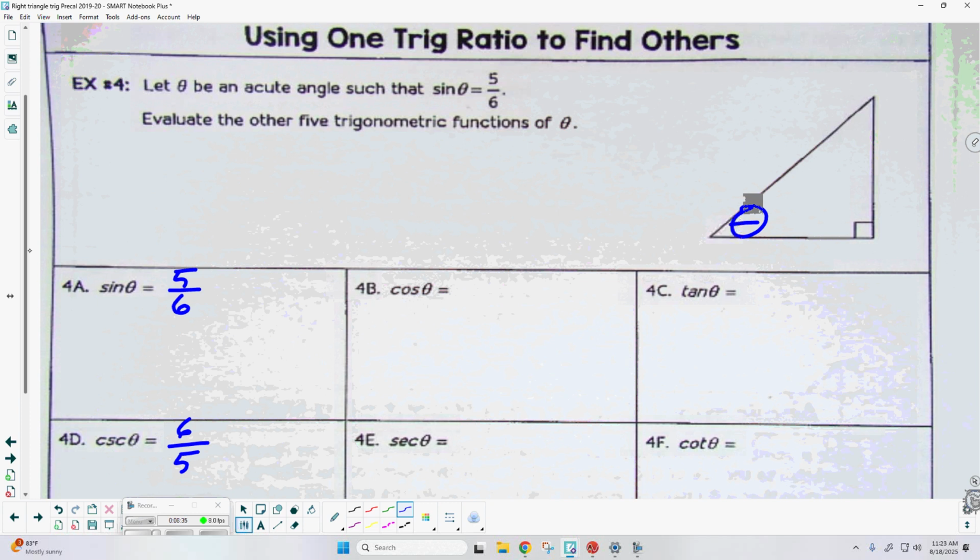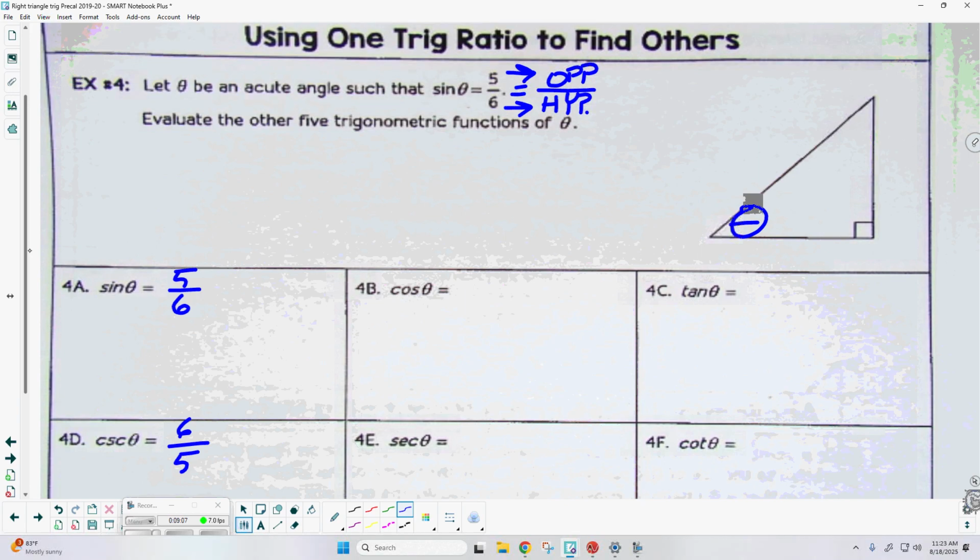Okay. James? Use X? No? Okay. Sir? There you go. Remember, what is sine's ratio? What's its definition? It's the opposite over the hypotenuse. So see, they're giving me a ratio for sine. So we're going to go ahead and say that 5 is the opposite length.